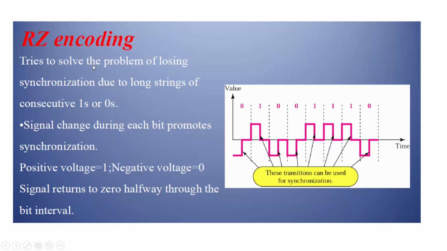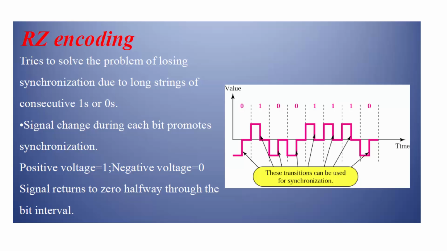Now, the next type of encoding scheme is the return to zero encoding. It tries to solve the problem of losing synchronization due to long strings of consecutive ones and zeros. So let us look at this encoding strategy. Signal change during each bit promotes synchronization. The signal will be changing during each bit, and that will provide a more sophisticated and more advanced level of synchronization.